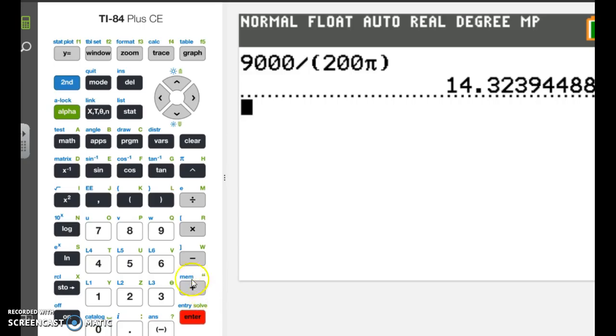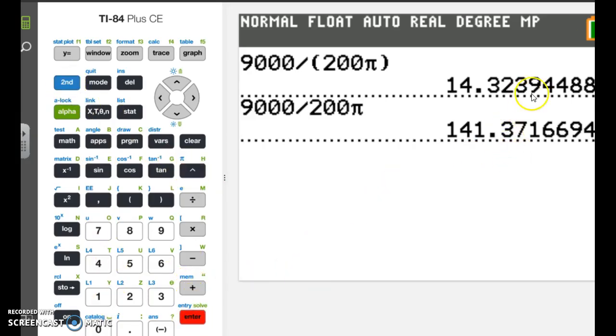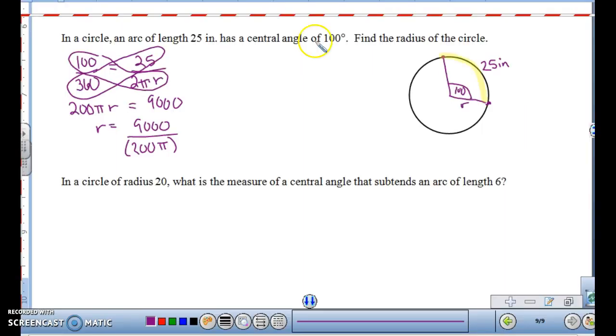Now, if you do this without the parentheses, 9,000 divided by 200 pi, notice we get a different answer. So make sure that you use your parentheses. So this is going to be approximately 14.32, and this is going to be in inches again. So r is 14.32 inches. So it's part is to whole as part is to whole. Compare the angles and compare the circumference.